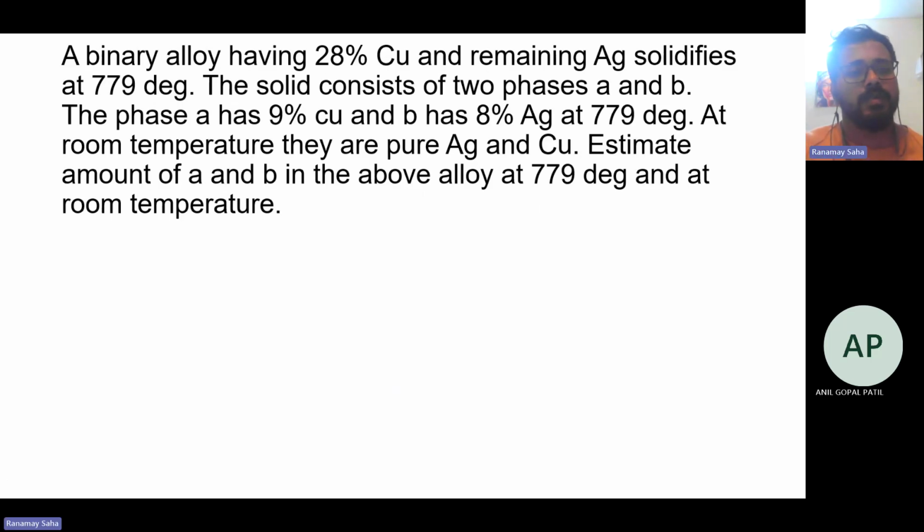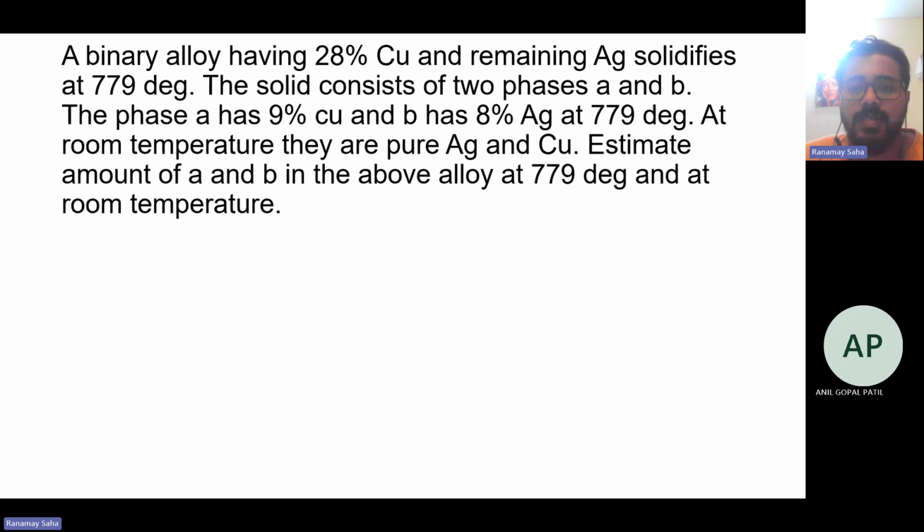The next topic is about binary alloy. Again, a topic similar to the iron carbon phase diagram. This will be a question out of a phase diagram of a binary alloy. The alloy has 28% by weight of copper and the remaining silver, Ag, which solidifies at 779 degrees. The solid consists of two phases A and B. Okay, both are solid phases. Phase A has 9% copper and B has 8% silver at 779 degrees.